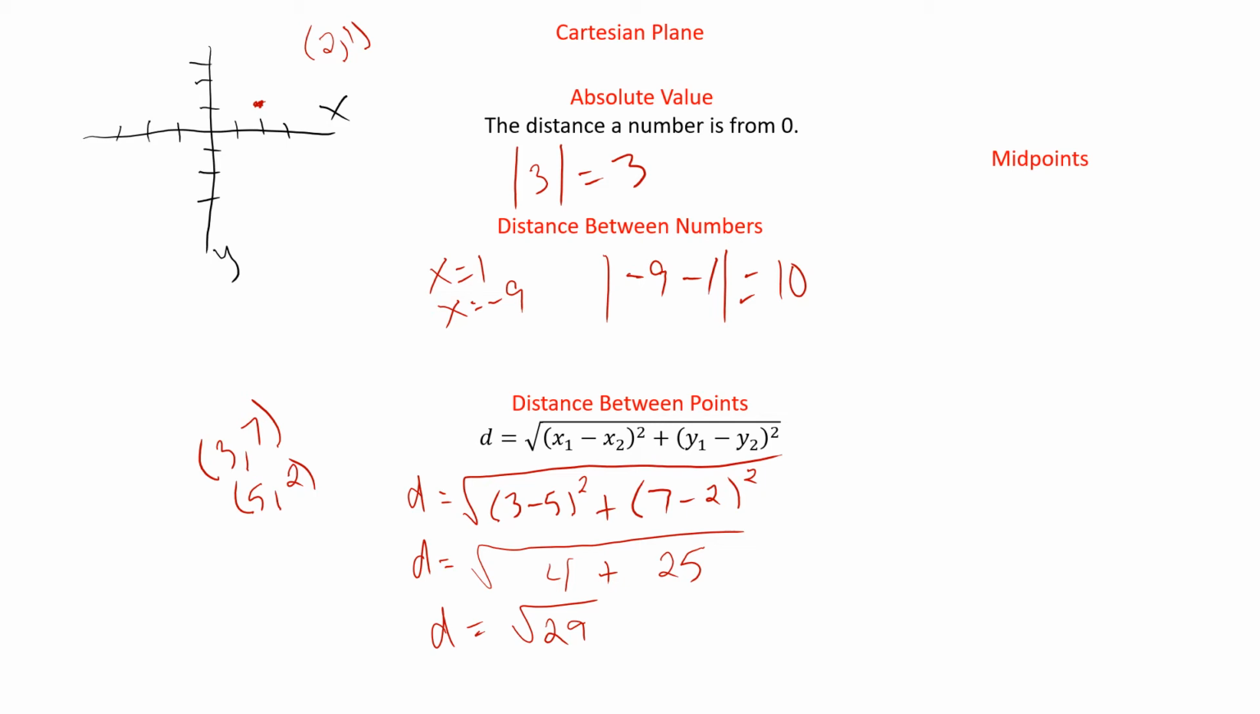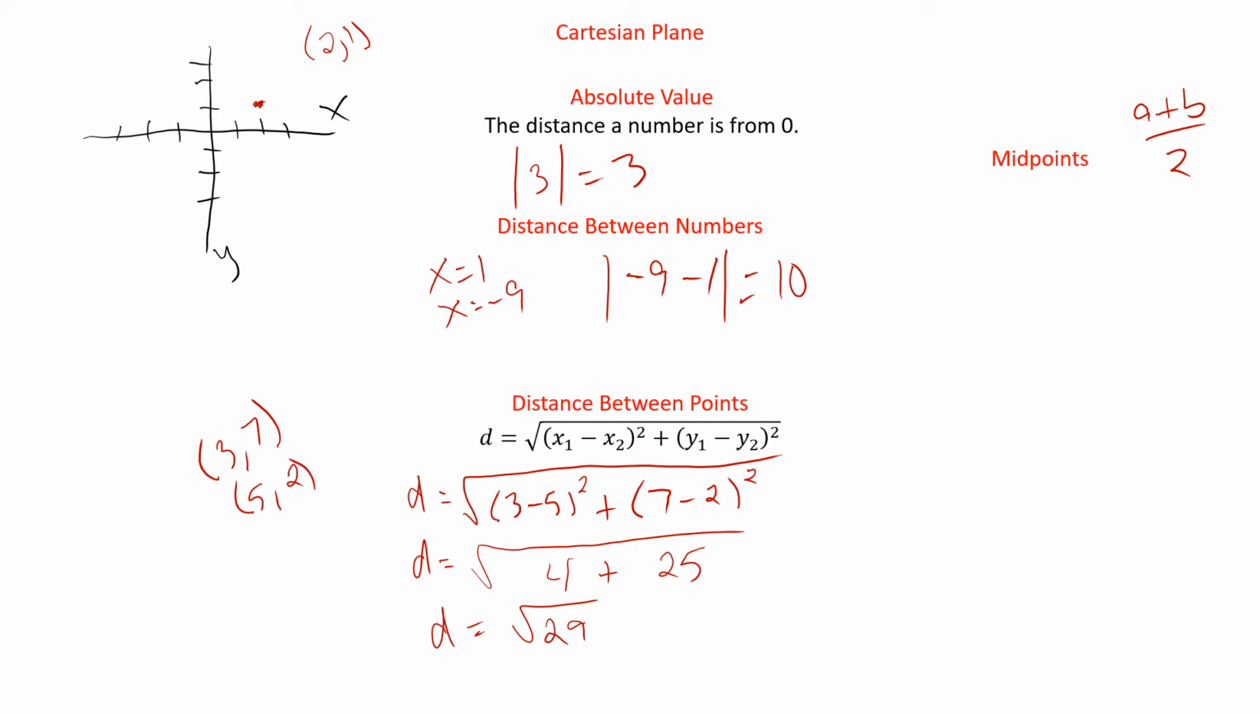Midpoint. What's the midpoint between two numbers? The midpoint between two numbers, you just find the average. You add the two numbers together and divide by 2. So the midpoint between A and B is A plus B over 2.